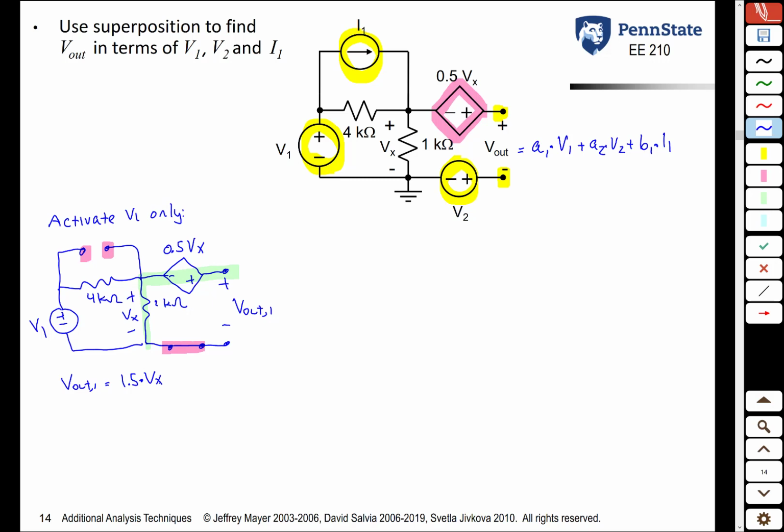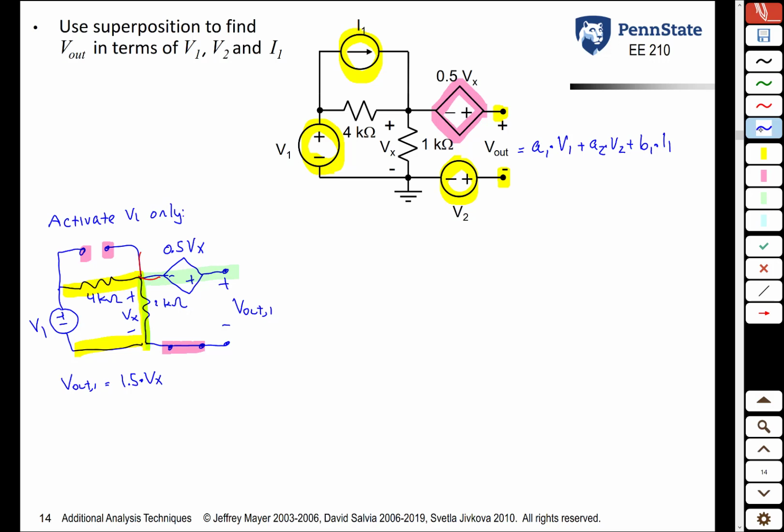We can find Vx, however, through a voltage division. Notice that this 4 kilo ohm resistor and this 1 kilo ohm resistor are in series. Technically, they're not in series because there are these branches going up here and here, but because no current's going to be flowing through either of those branches, for all intents and purposes, the 4 kilo ohm resistor and the 1 kilo ohm resistor are in series.